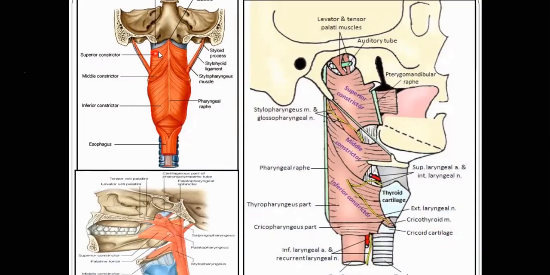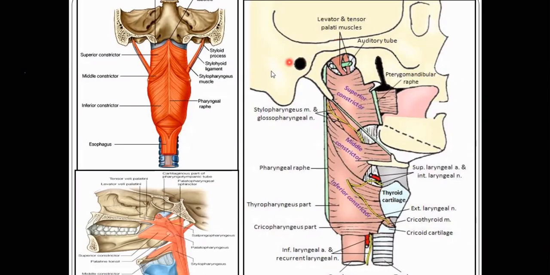Here you can see these are the constrictor muscles. You can see superior constrictor, then middle constrictor, and the inferior. The first one contracts, it pushes the food down, then the second contracts, then the third contracts, and then the food goes inside the esophagus. So here you can see the lateral view: superior constrictor, middle constrictor, and inferior constrictor.